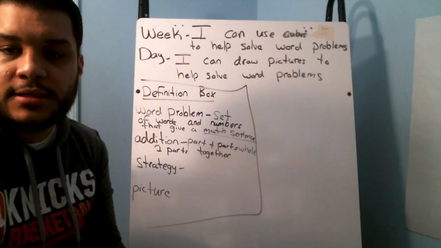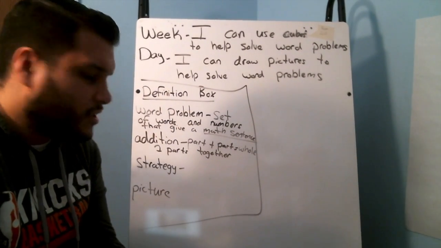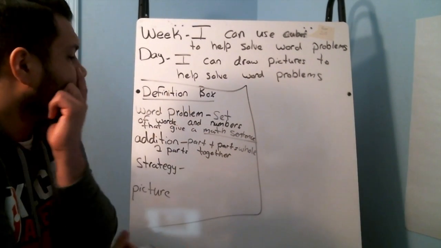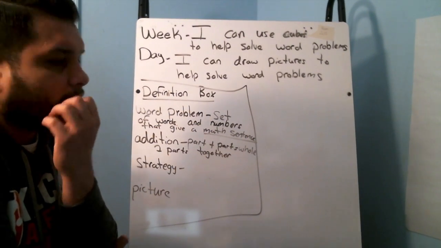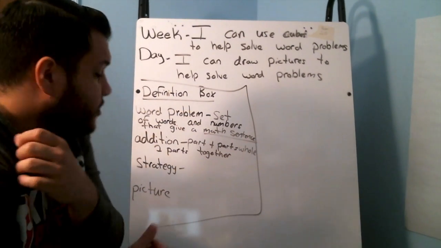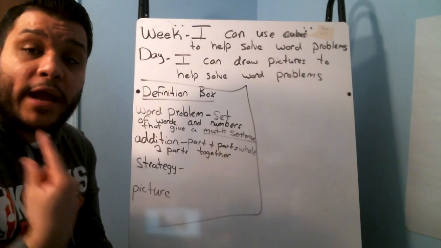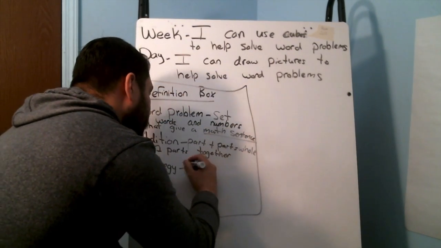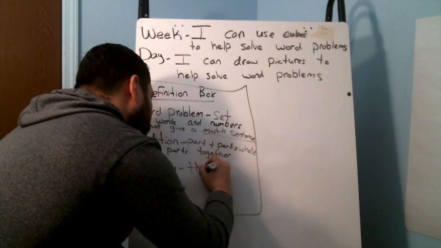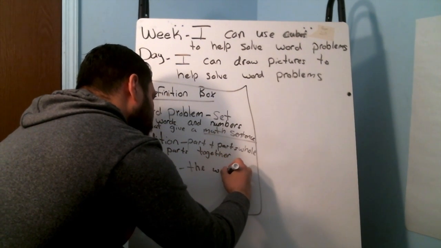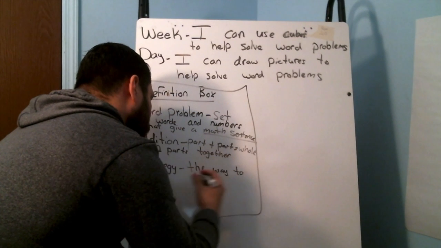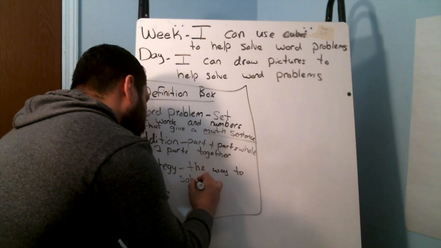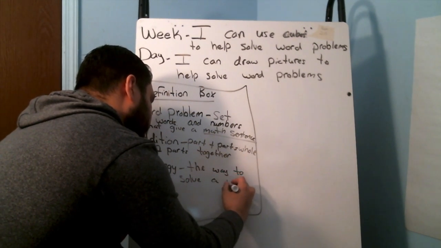That's what addition is. So what would strategy be? What is strategy? Strategy can be the way we solve a problem. So strategy is the way to solve a problem.